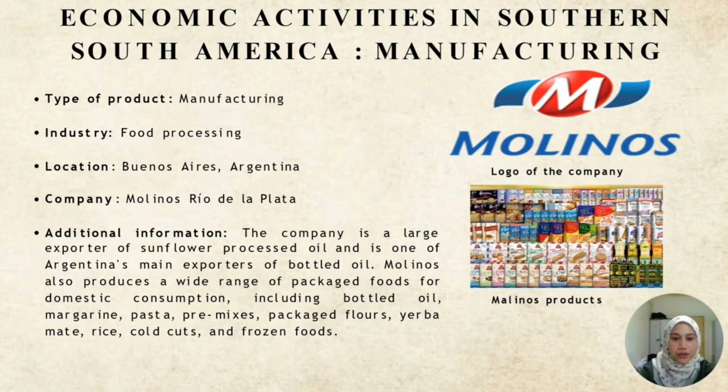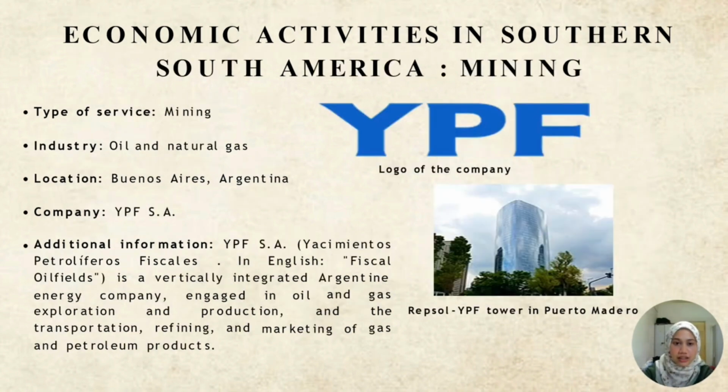Next one is manufacturing, industry, food processing, location at Buenos Aires, Argentina. Company Molino Rio de la Plata. The company is a large exporter of sunflower processed oil and is one of Argentina's main exporters of bottled oil.